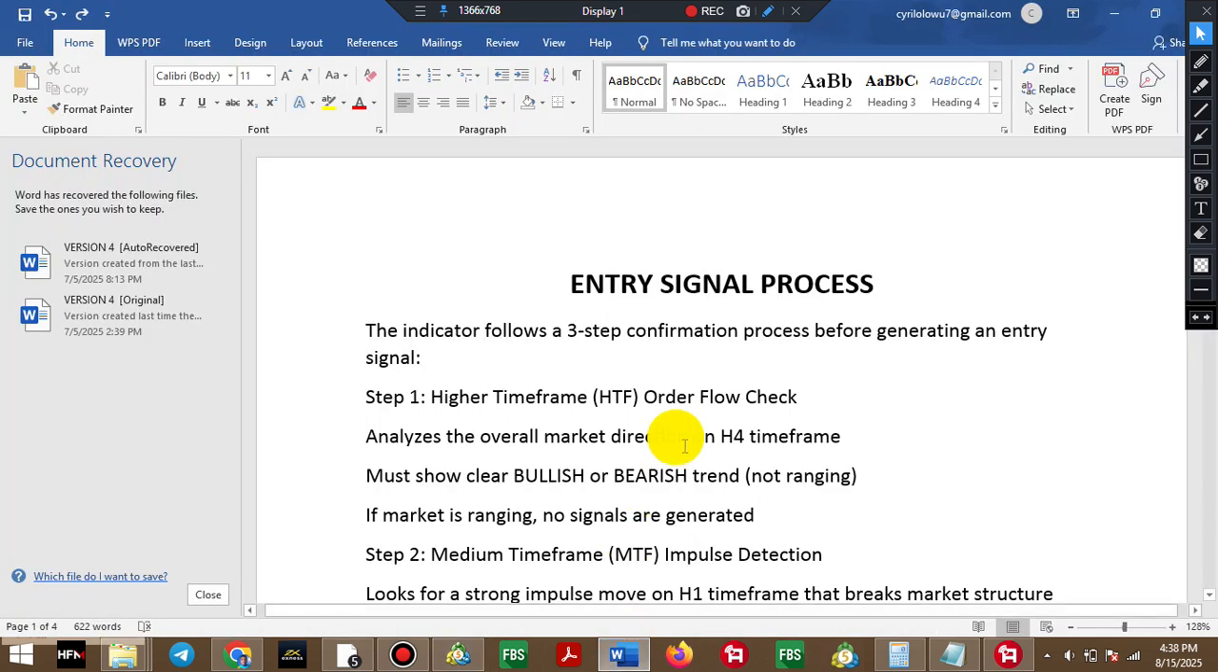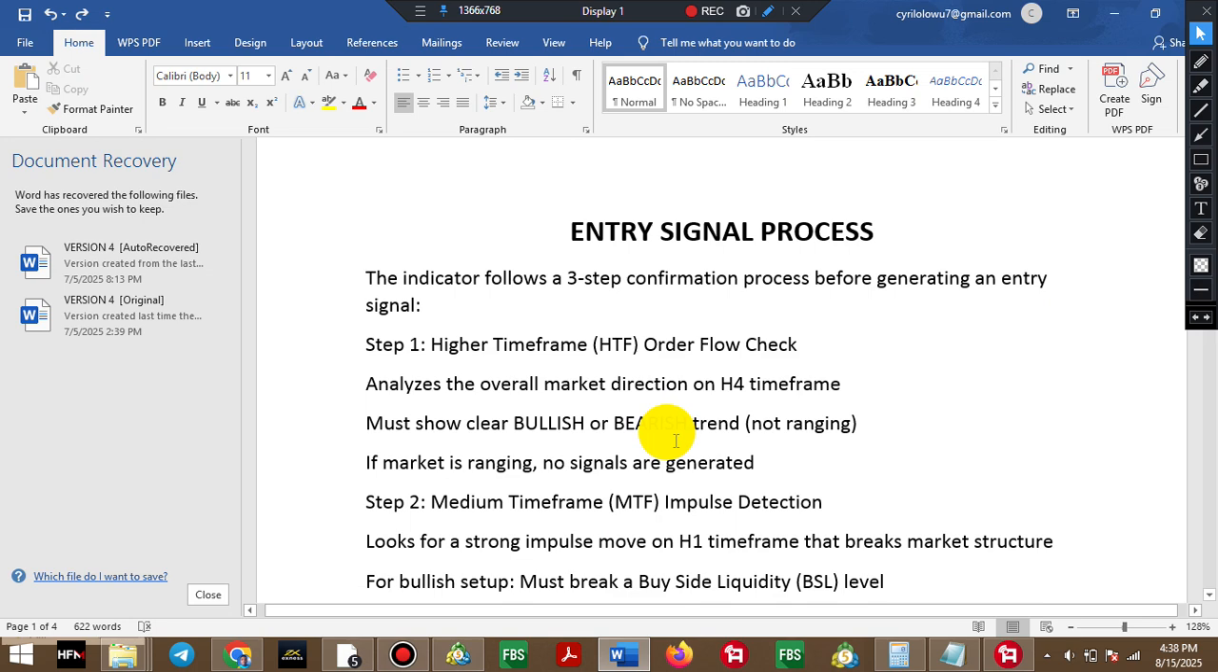Now, this is how this software generates signals on its own once you install it, right? The indicator follows a three-step confirmation process before generating an entry signal. That means before this software generates a signal like what you saw on Boom 1000 and Euro USD, it follows three main processes. The first step is that it checks the higher time frame order flow. By default, it's on 4 hour. You can decide to tweak it or change it to any time frame of your choice.